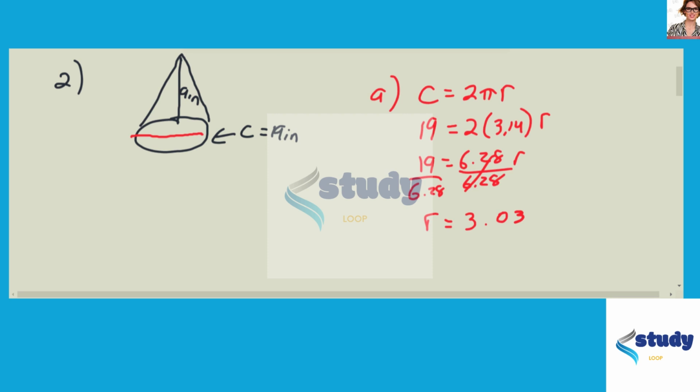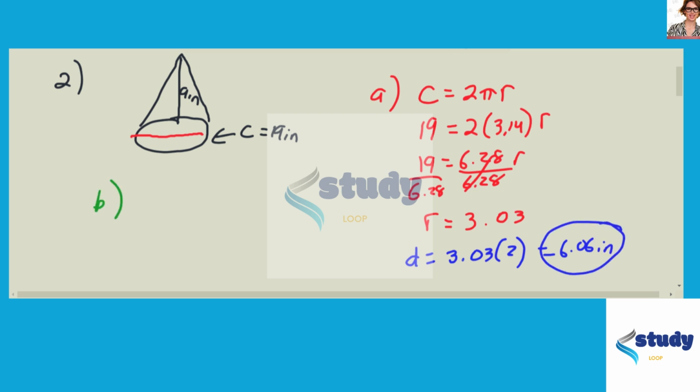So that's the radius. We want the diameter. Well, remember, to find the diameter, we double the radius. So we would take 3.03 and multiply it by 2. Well, 3.03 times 2 is equal to 6.06. So that would be the length of the elastic.